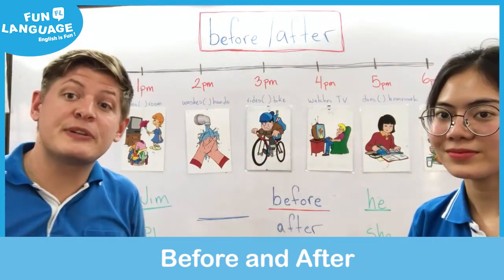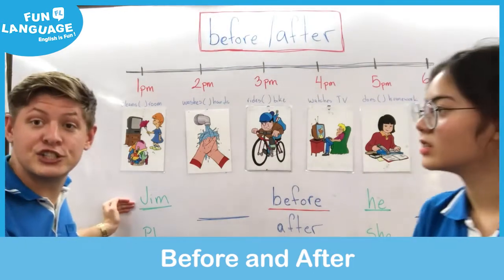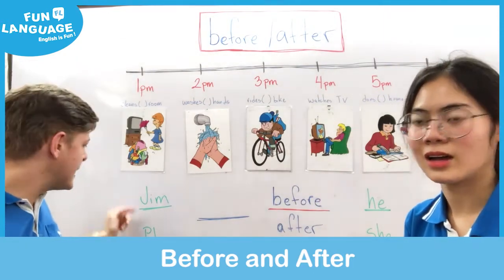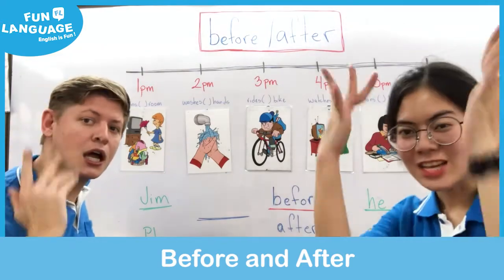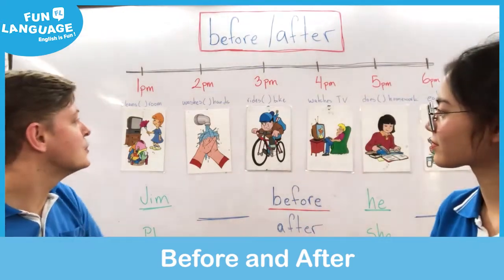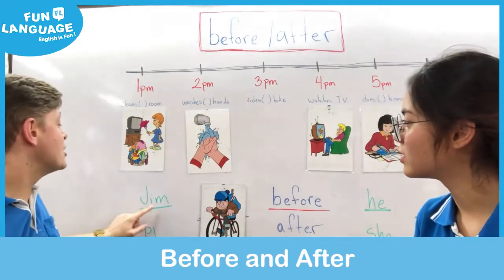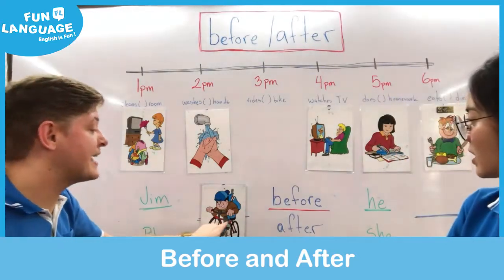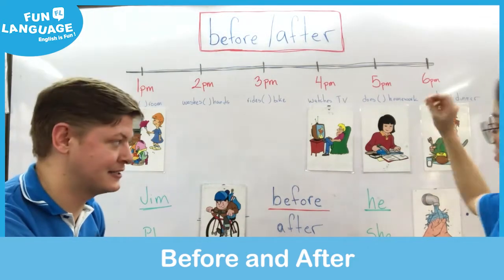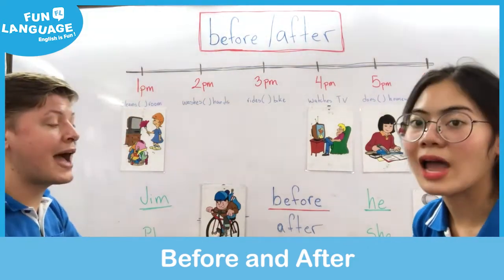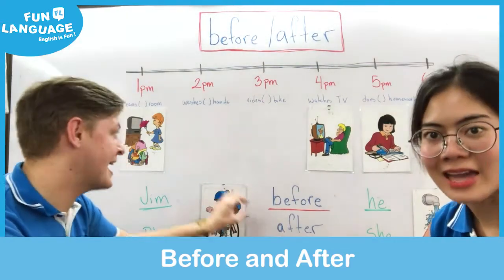So now we are going to be talking about our language focus. Down here, we have Jim and Ploy. Is Jim he or she? He. And Ploy, he or she? She. Very good. So, we have rides his bike. So, ready? Jim rides his bike after he washes his hands. Okay, so Jim rides his bike after he washes his hands. Very good.